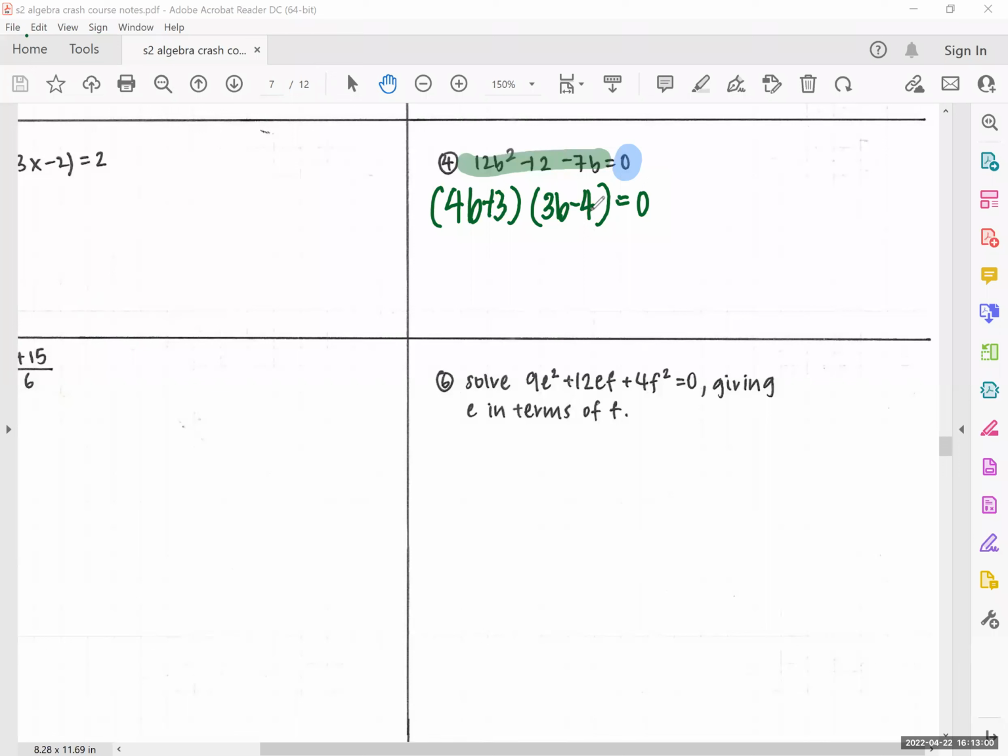Okay, so after factorizing, this is the answer you should get. And how do you continue from here? 4b plus 3 equals 0, or 3b minus 4 equals 0. After that, how do I continue from here? 4b equals minus 3, or 3b equals 4. Yeah, then after that?